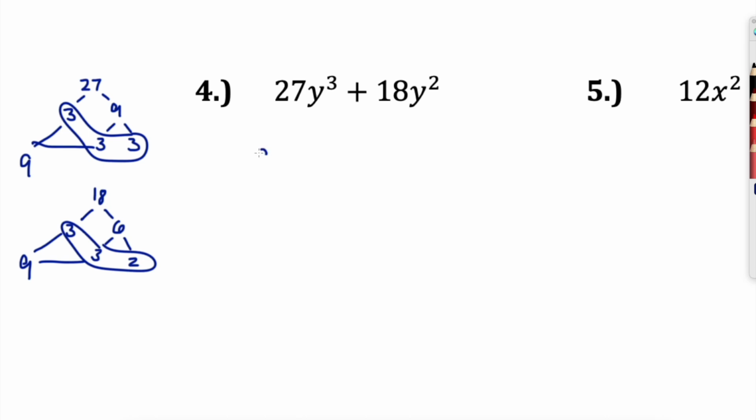So I can take a 9 out, and I could take a y squared out, because I have a y squared right here and a y cubed, so my maximum factor there is y squared, and that leaves me with 3y plus 2. And again, if we were to distribute this, we should get the original expression, which we do.